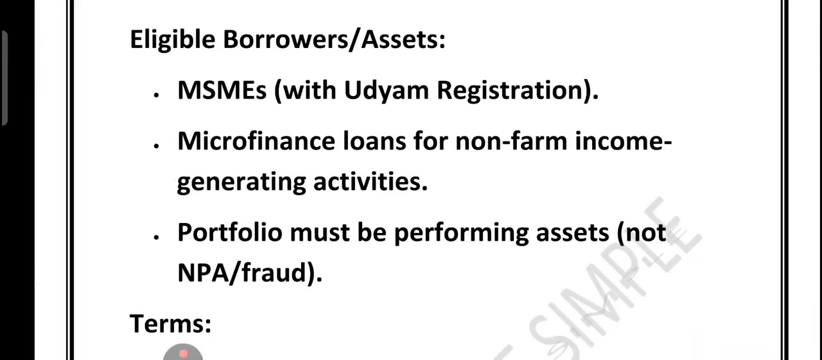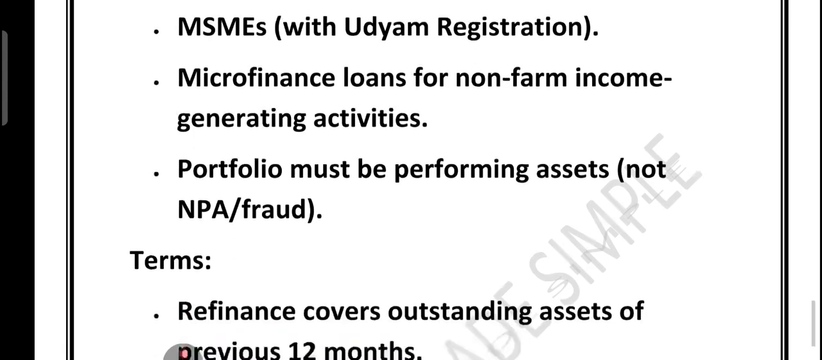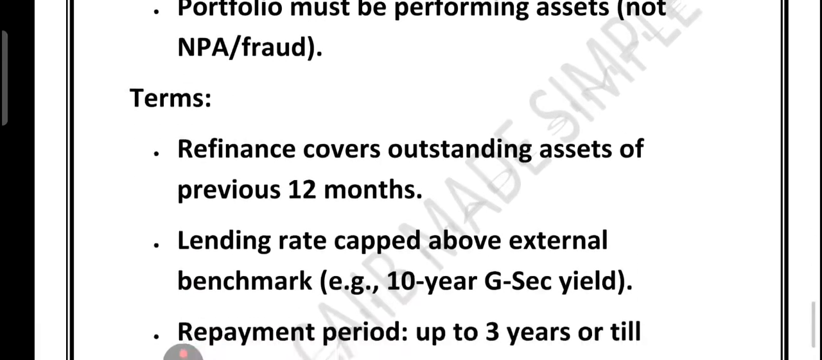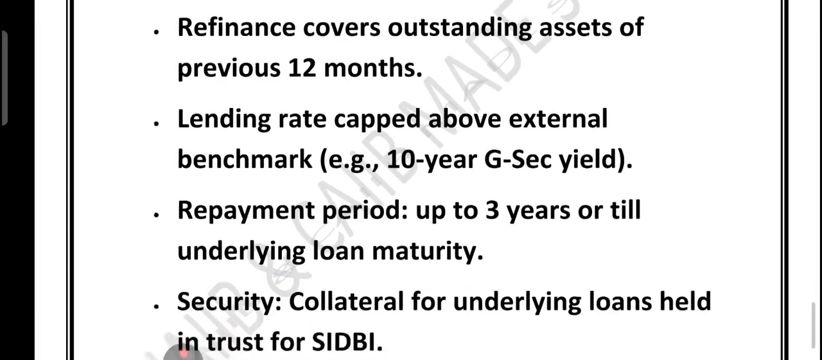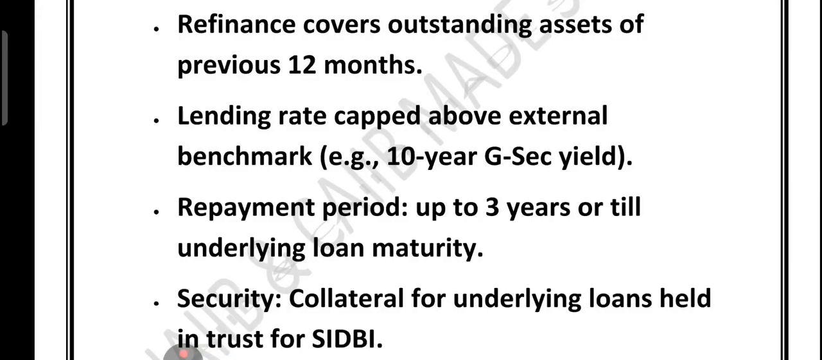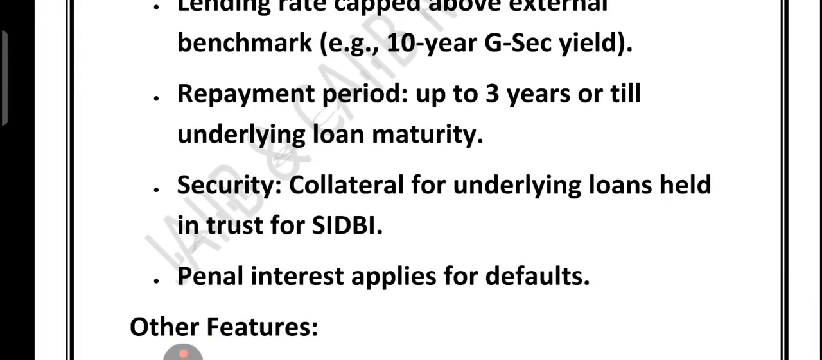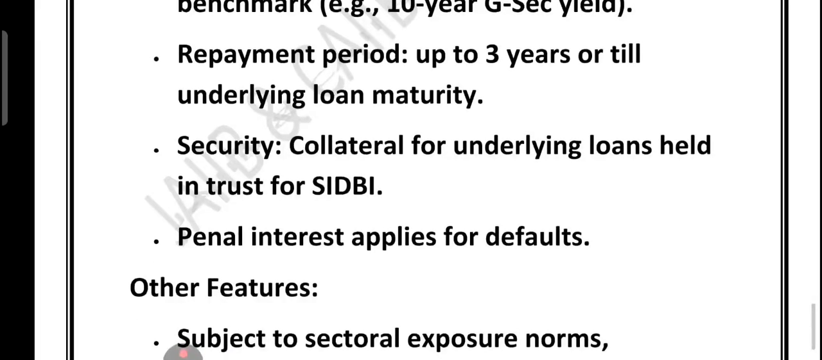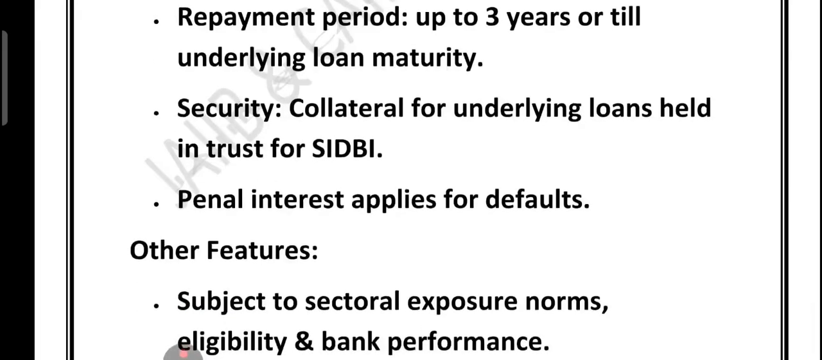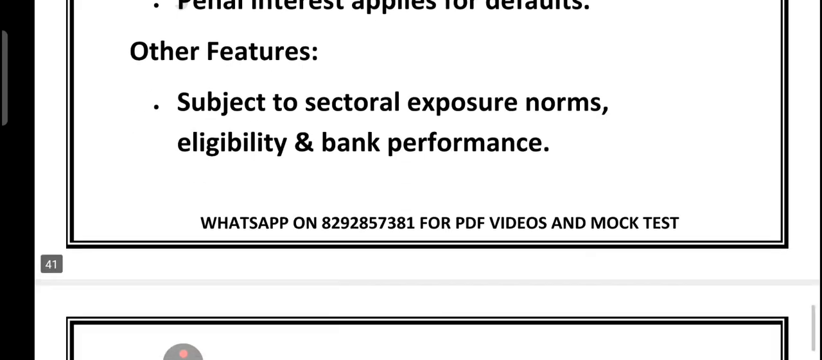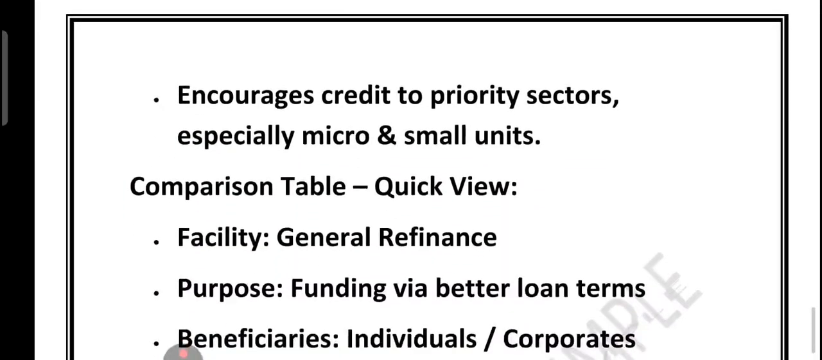Who are the eligible borrowers? An MSME borrower having Udyam registration, and microfinance loans for non-farm generating activities. As for terms, this refinance covers outstanding assets of the previous 12 months, lending rate capped above the external benchmark, repayment period up to 3 years or till underlying loan maturity, and security: collateral for the underlying loan held in trust with SEBI. This is the security. Penal interest applies for default. It is subject to sectoral exposure norms. Yes, obviously there is a limit. You have to get that limit.